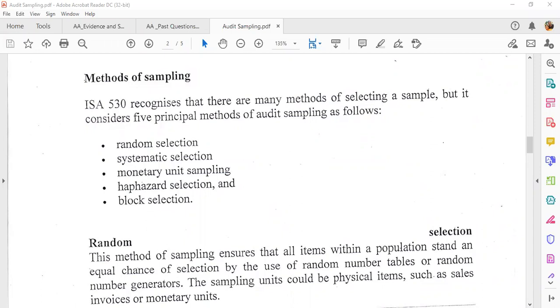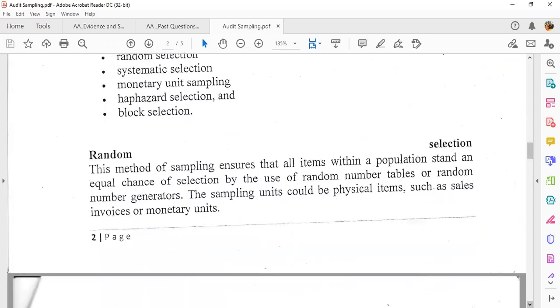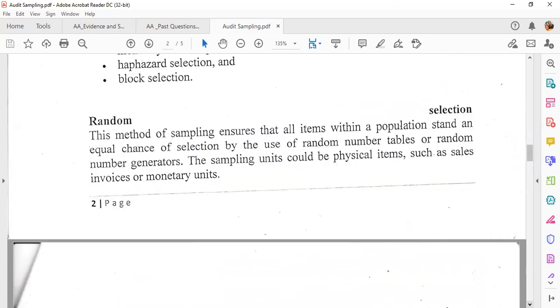Now when we say random selection, we say that this method of sampling ensures that items within the population stand an equal chance of being selected by using a random number table or random number generator. The sampling unit can be what? Physical items such as invoices, and the monetary unit.